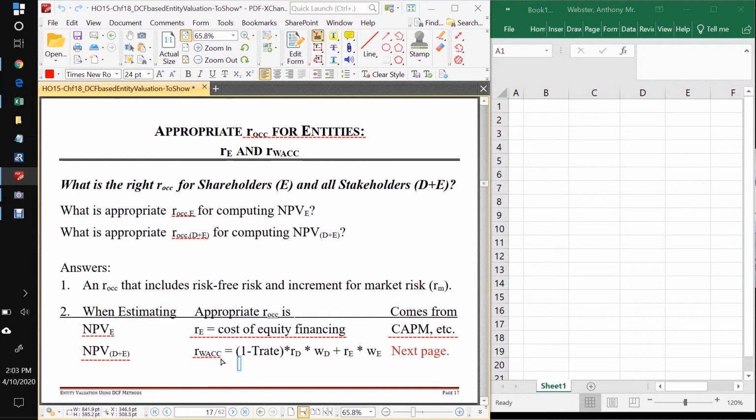Our weighted average cost of capital. Sorry about that. And this is something, again, we just need to know. We have a formula here for the weighted average cost of capital, and it looks like this: 1 minus the tax rate quantity times all this other stuff, which I'll explain in detail on the next page.